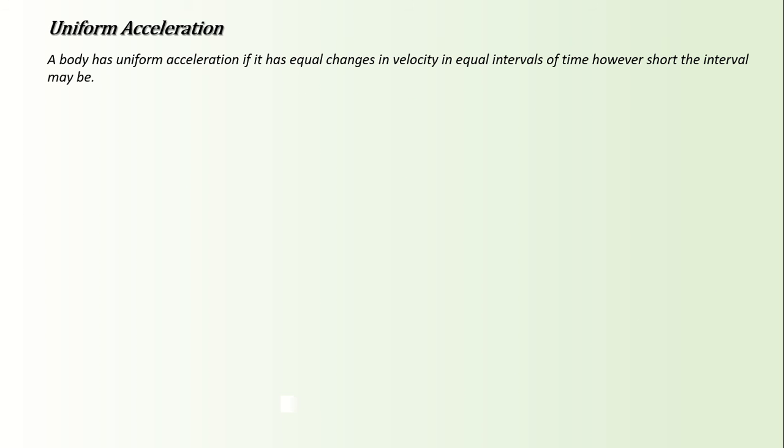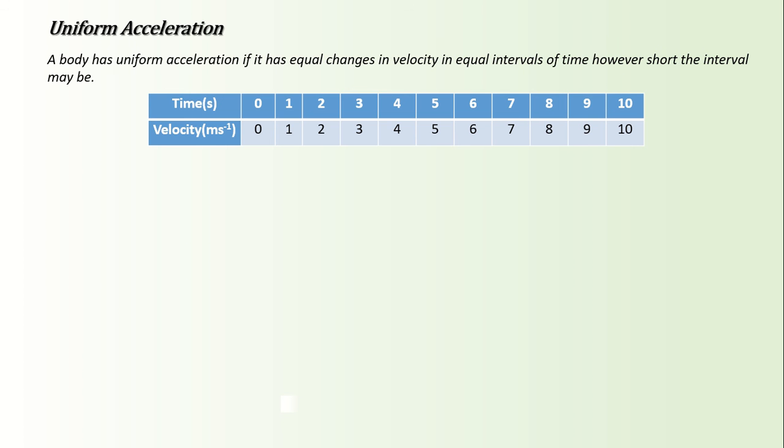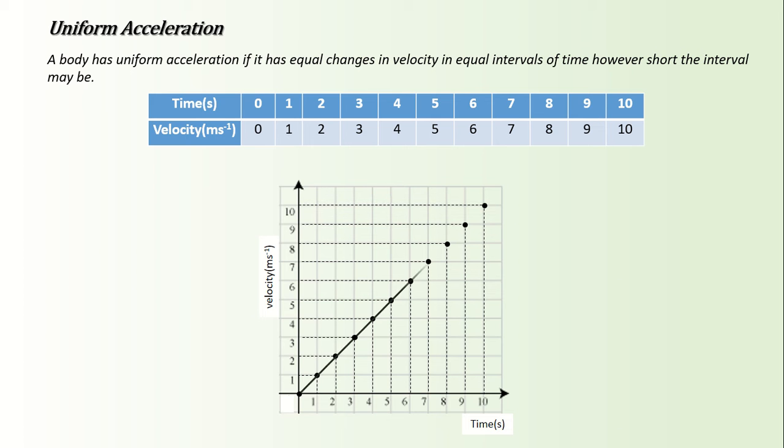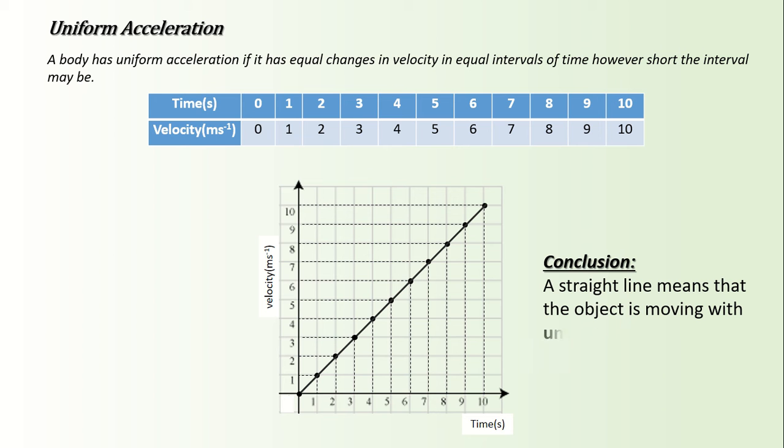Uniform acceleration. A body has uniform acceleration if it has equal changes in velocity in equal intervals of time, however short the interval may be. We have data for a body moving with uniform acceleration. We can see that in every 1 second, the velocity increases by 1 meter per second. The graph can be drawn as follows. We have a straight line. Conclusion: a straight line means that the object is moving with uniform acceleration.